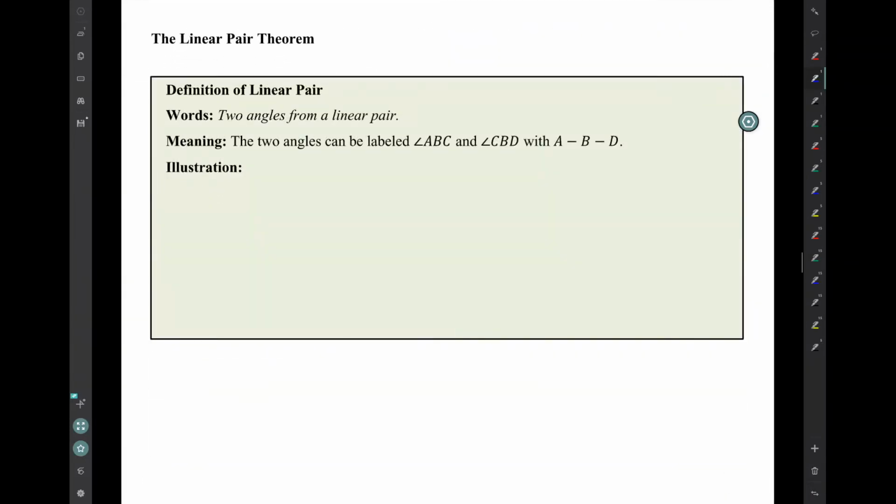Let's go on. We're going to discuss now the linear pair theorem. First of all, the definition of linear pair. To say that two angles form a linear pair means this. The two angles can be labeled ABC and CBD with B between A and D. So that's a picture of two angles that are a linear pair.